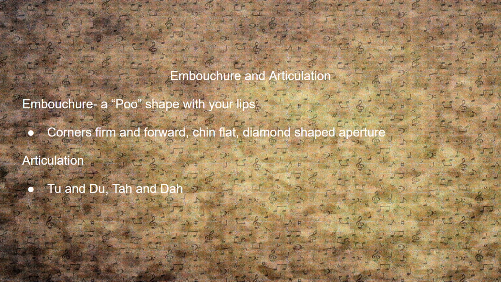So the embouchure for a flute is you say "poo." What that'll do is push your corners forward a little bit. It pushes your chin down, makes it flat, and it gives you this nice diamond shape in your aperture. Now the aperture is a little hole in your lips that the air goes through. Every instrument forms an aperture of some kind.